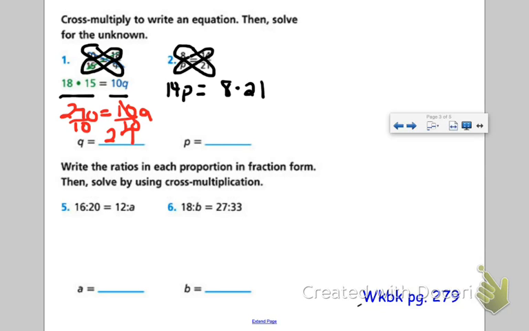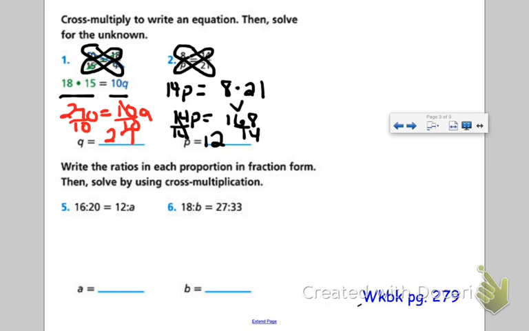And those cross products, that multiplication, they're equal to each other. I can do the 8 times 21. That's going to give me 168. So now I have 14 times P is equal to 168. Now I can figure out what P is equal to by dividing by 14. 168 divided by 14 is 12.